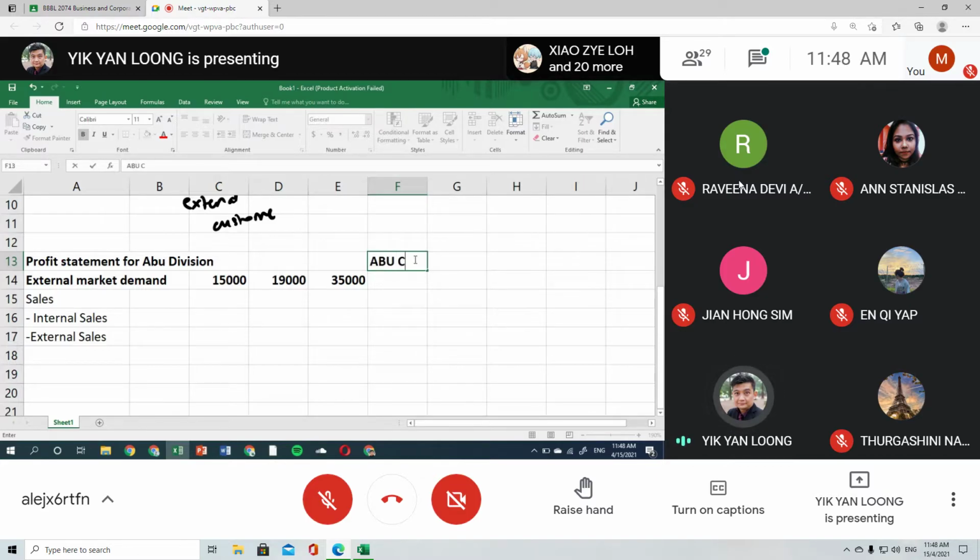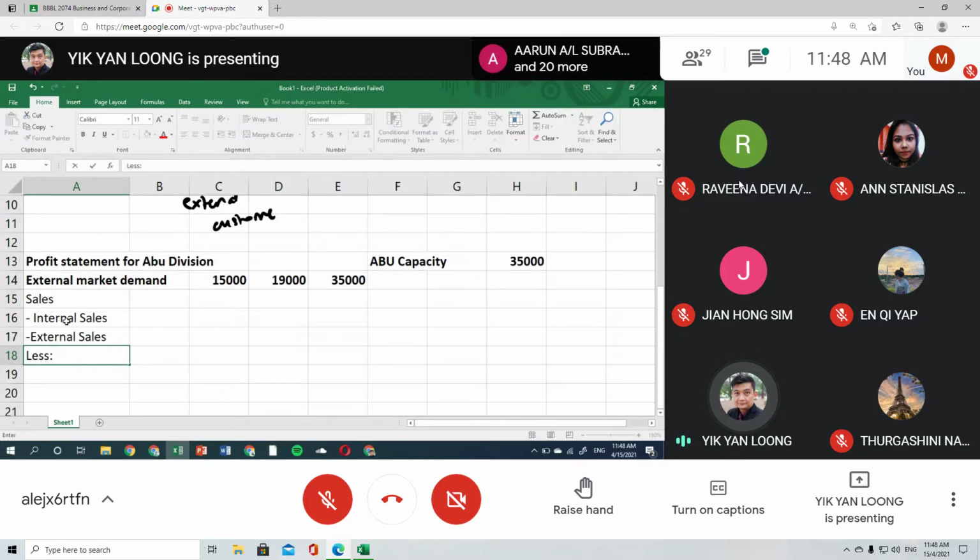Abu's capacity is 35,000 units. Right. Now, these will be sales. Now, then I need to less our cost, isn't it?